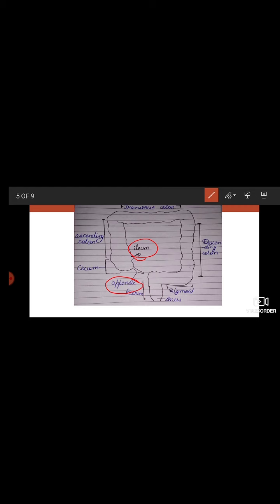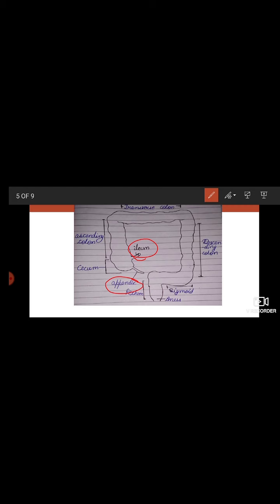Now, the appendix is not used in the process of digestion because it is used for the digestion of cellulose, and cellulose is found in raw food only, which we do not eat. We eat only cooked food. If somehow it swells due to some infection, it can be removed by surgery, and there is no need to implant another appendix in place of it. If it is not removed and it swells, then it can harm our body.